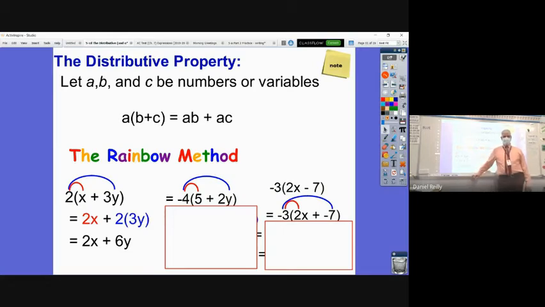You're like, that's not an answer, Mr. Riley, 2x plus 6y. When you're told to simplify an expression using the distributive property, that means no parentheses. You have to eliminate the parentheses by doing the rainbow. This is your answer. That's the simplified expression, 2x plus 6y. Someday later on, we'll use real world problems where x and y represent things, but not right away. That gets much more difficult, okay?